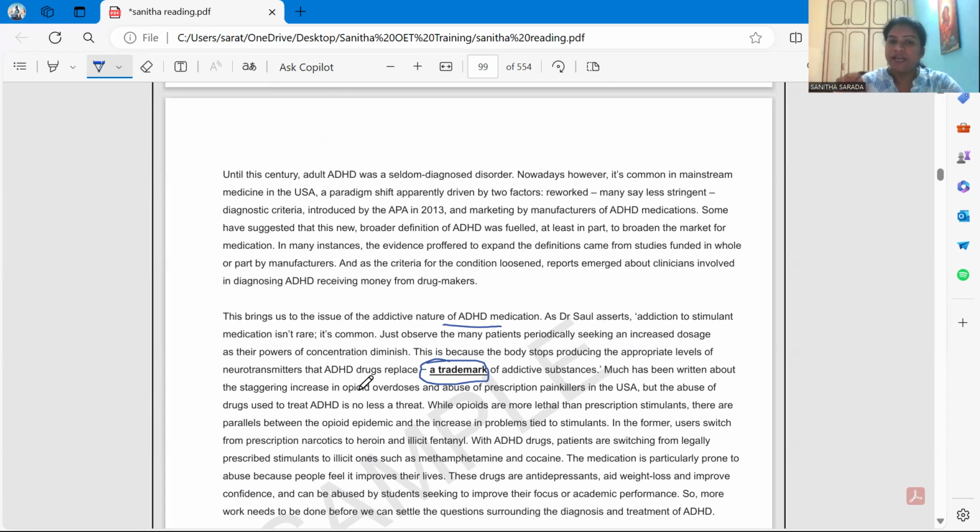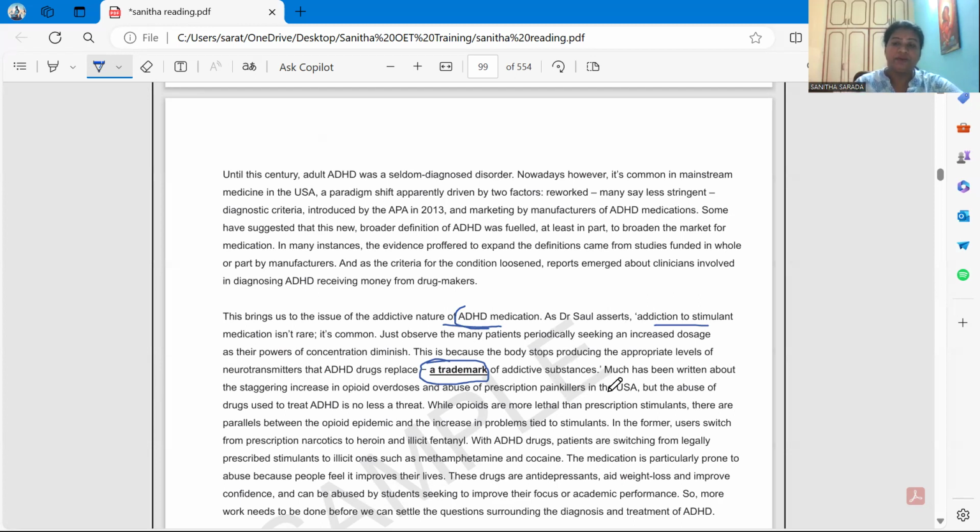So we have to find out what trademark refers to. First, I told you, we have to understand the context. What is the context of the sentence here? They are discussing addiction to ADHD medication. Second, identify the main subject and object being discussed. They are discussing the ADHD medication and the addiction to stimulant medication. That's the main subject.